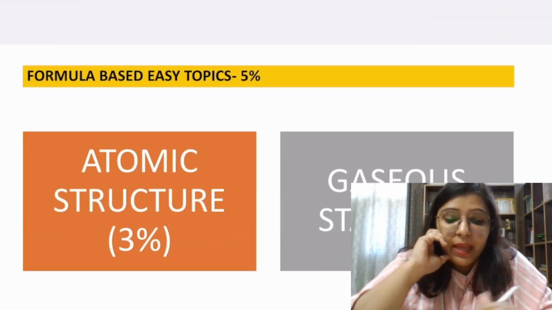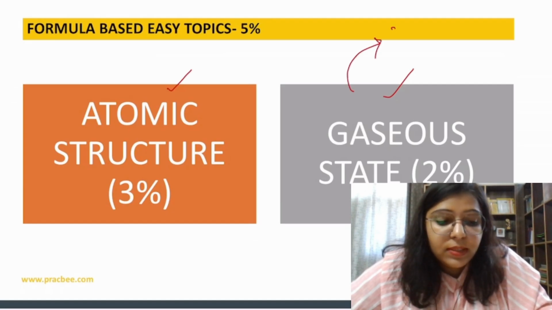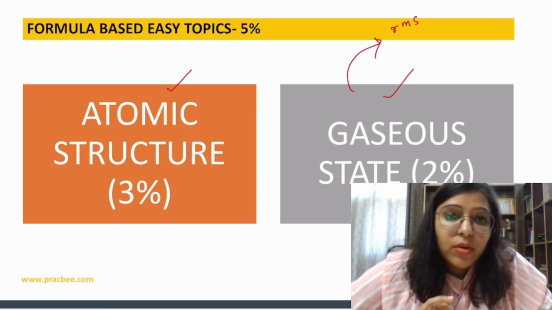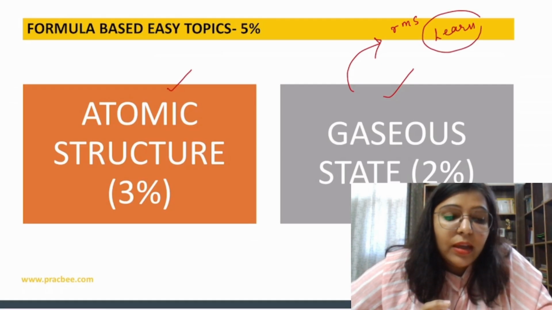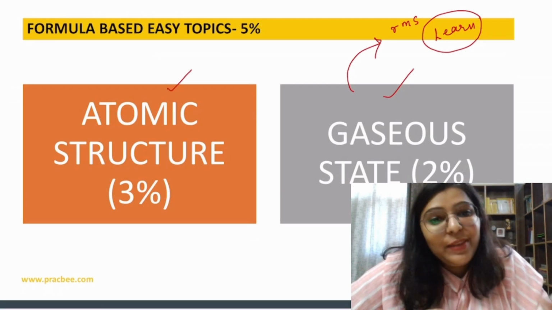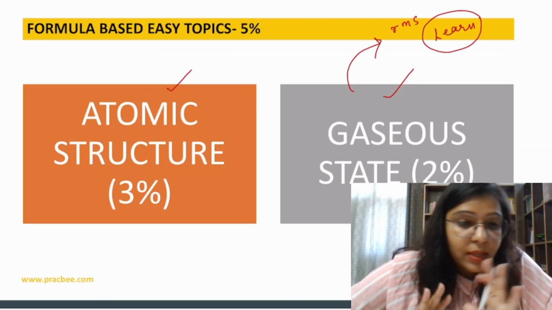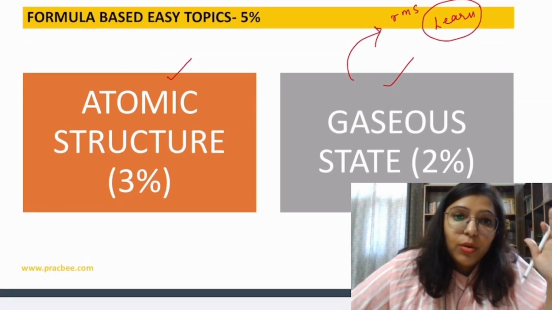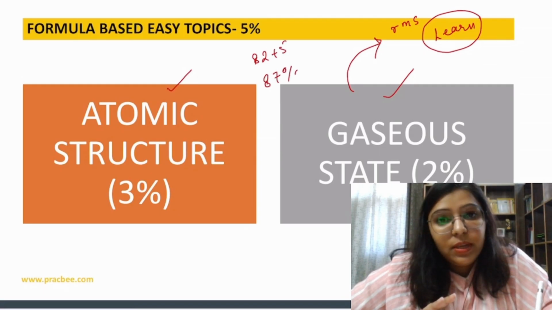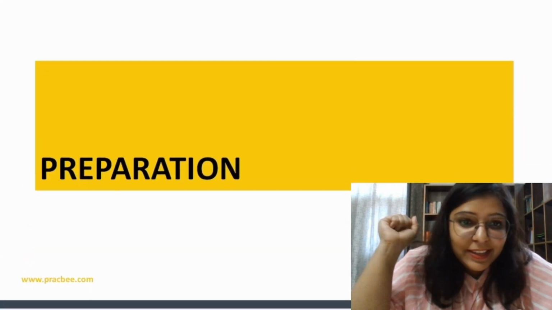Okay. Up next, formula based easy topics, like atomic structure and gaseous state, because in gaseous state we have certain formulas related to speeds, like RMS, most probable speed, average kinetic energy, and also some other formulas. So if you learn only formulas, you can get a question which is completely formula based, right? There is no harm in learning the formulas related to atomic structure and gaseous state. In that way you can cover an extra 5%. So you have already covered 82%, then 82 plus 5, it means 87% of the syllabus you have covered, right? This is enough syllabus to crack JEE Advanced, basically to get a good rank, right?